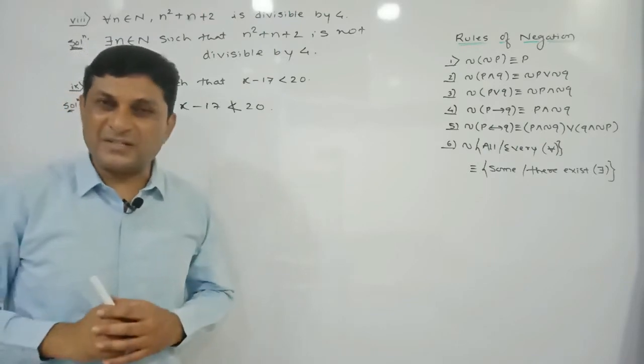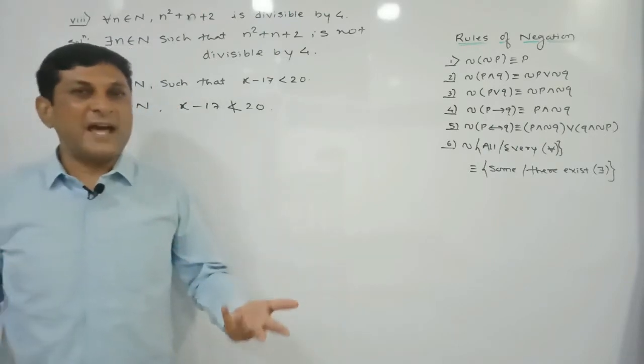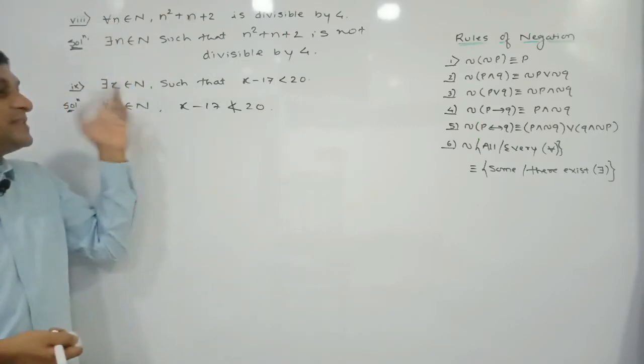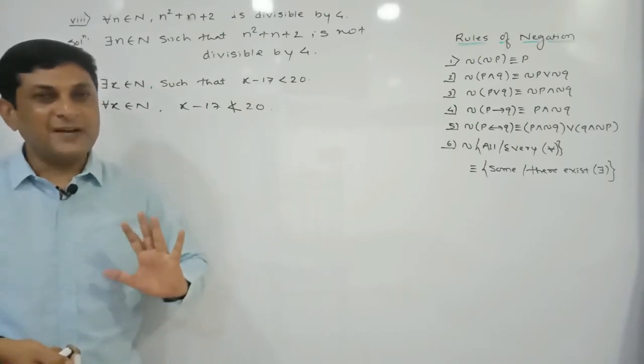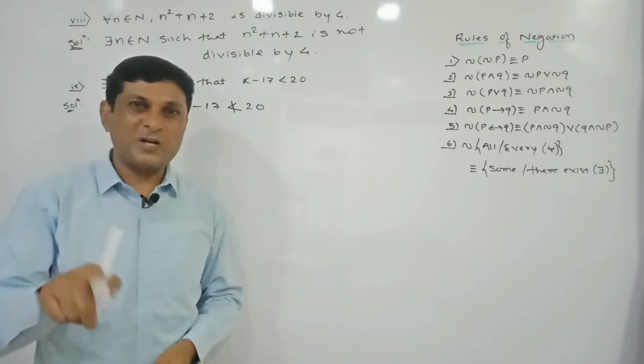In this way we have seen how to find the negation if the statement is a quantified statement. We can say that a statement is quantified if a quantifier is used in the statement. In this statement also a quantifier is used, and in this statement also, and we have seen how to find the negation of the statement if the statement is a quantified statement.